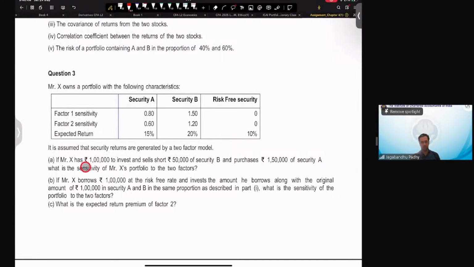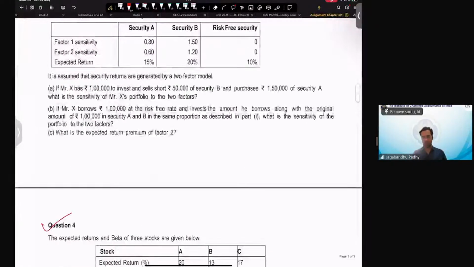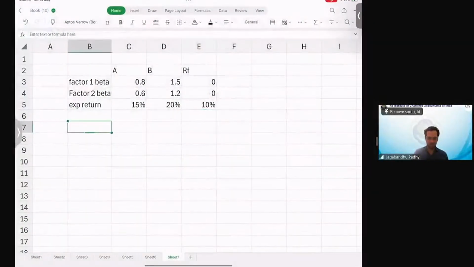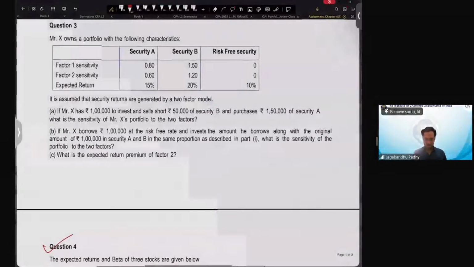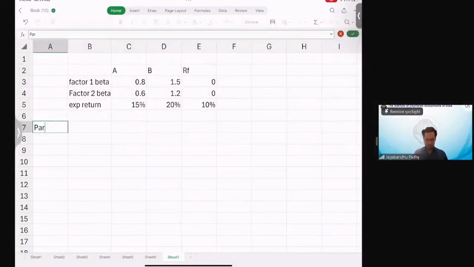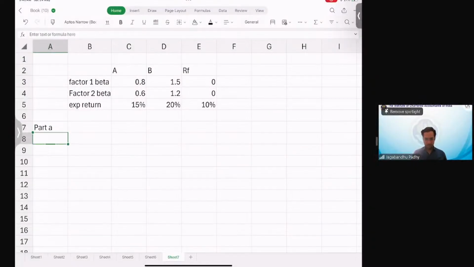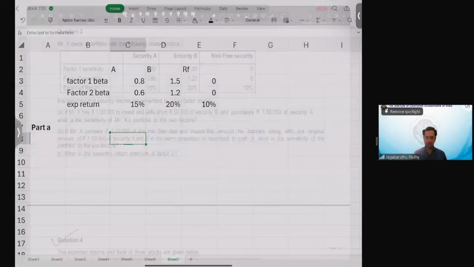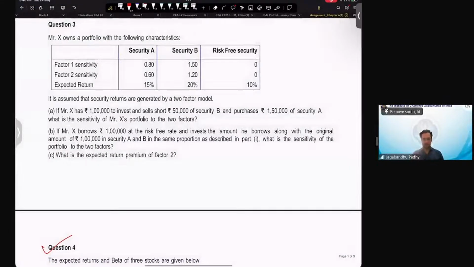X is having 1 lakh to invest, and it is selling short 50,000 of security B and purchasing 1,50,000. That's the part 1 of the question. X is having 1 lakh to invest and sells 50,000 of security B and purchases 1,50,000 of security A.